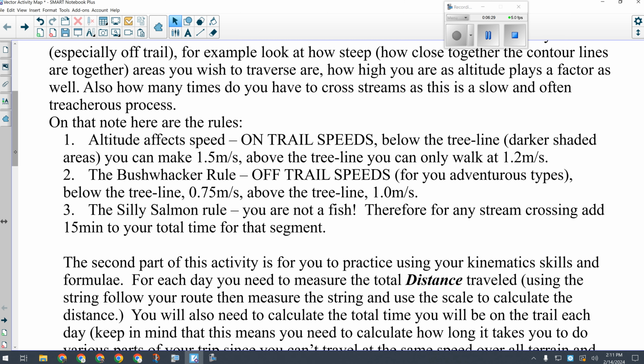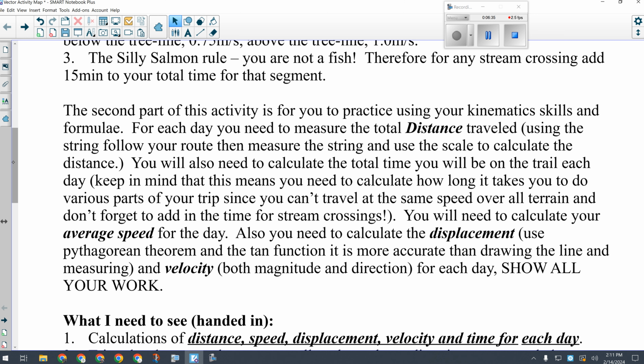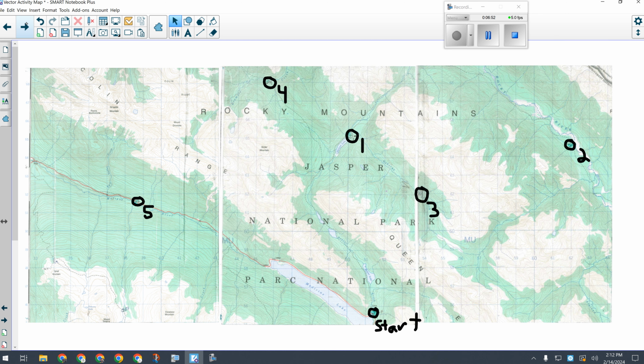All right, so the second part is to practice your kinematics, and as I said, you are going to have to tell me the following things. The total distance traveled, you're going to measure that. The total displacement, measure and calculate, because you got to get the vector in there. Average speed, average velocity, and total time for the day, because you need the total time to calculate these two things. So here's what you and your group are going to do.